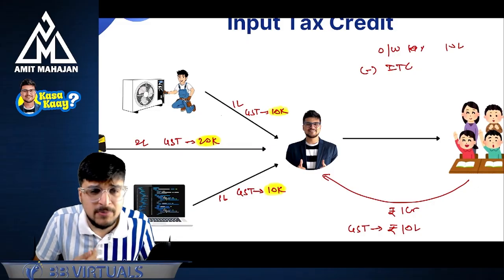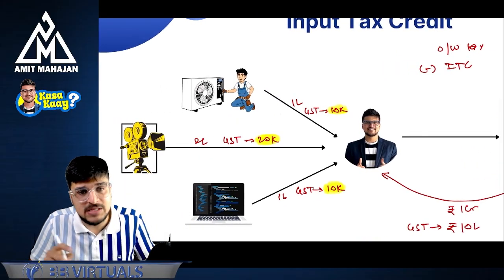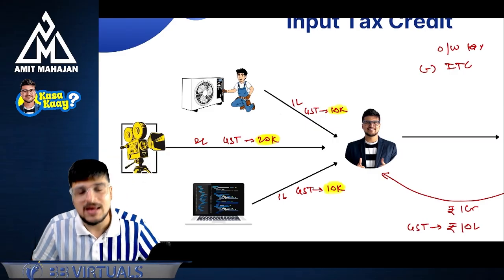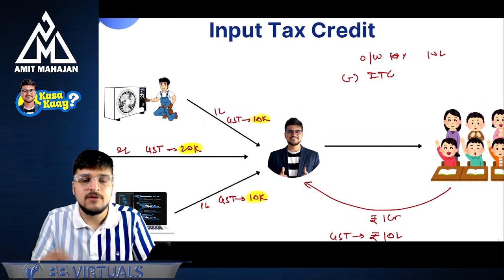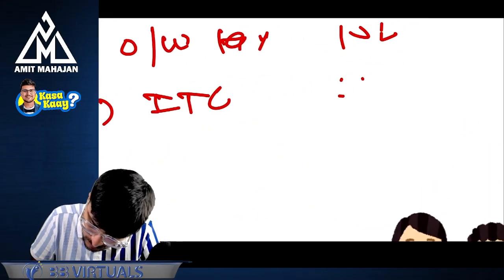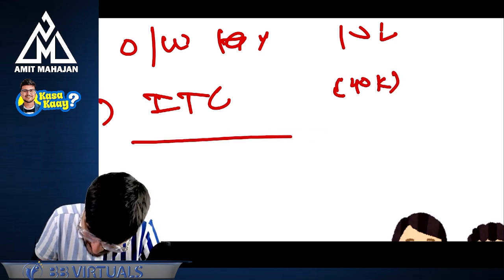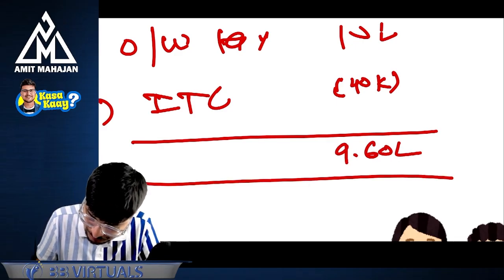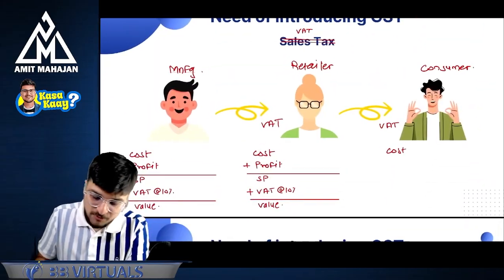So can I say AC is required for a business? Yes. This camera is required for my business? Yes. This laptop is required for my business? Yes. And that's why I will get the ITC for all these things. And that's why my ITC amount will be 10 plus 20 plus 10, which will be 40,000 rupees. So my outward tax comes to 10 lakhs minus 40,000, that is 9 lakhs. Are you clear with this concept of ITC? Perfect. Chalo, let's move ahead.